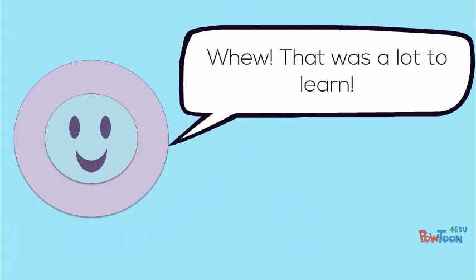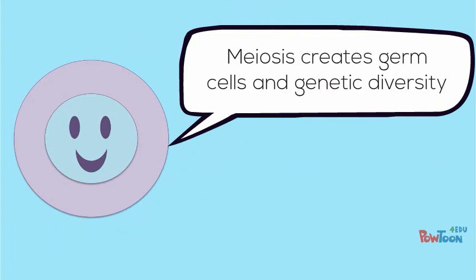Woo! That was a lot to learn about, so let's review. You'll learn that meiosis creates germ cells and helps create genetic diversity through 3 different processes. Ultimately, meiosis is what helps make you an individual.